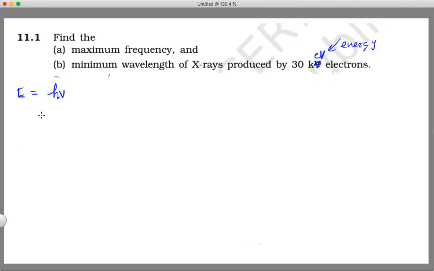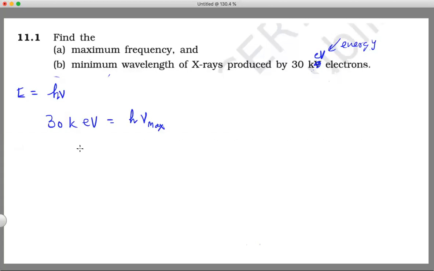If that is the case, then 30K electron volt should be equal to h nu max. This is the maximum energy possible.